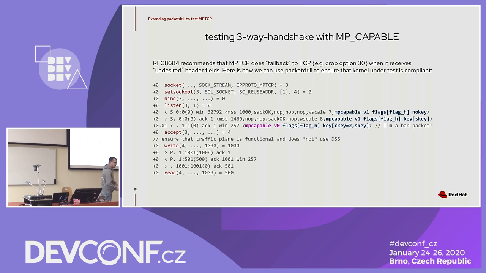Here the standard mandates that we should fall back to TCP, so not resetting the connection, but falling back to TCP, and not talk MPTCP anymore for this socket. So I still checked the connection, and I checked if the data plane is functional, so I'm able to write and read bytes from this socket. But I will not transmit nor receive any DSS option.